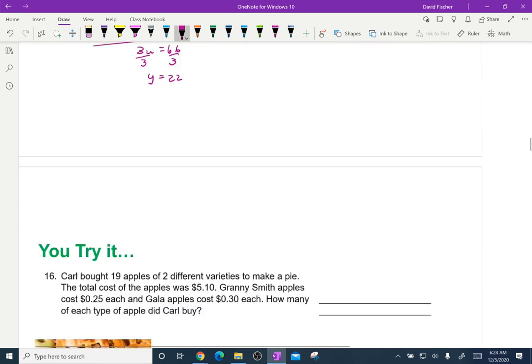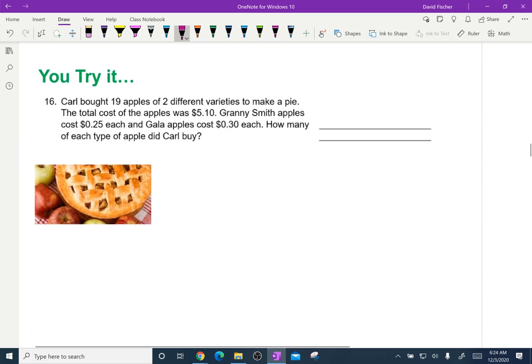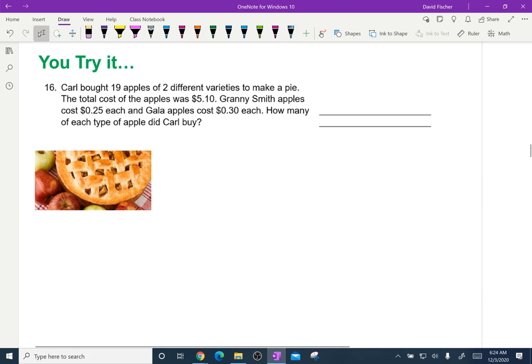All right, so here's your 2. Now, I hate it when they use the same letters. So maybe make a key here because she bought 19 apples of 2 different kinds. So the total cost of the apples was this. Now, we don't know how many Granny Smith apples she bought, but we do know they're 25 cents each. And we don't know how many Gala apples she bought, but they were 30 cents each.